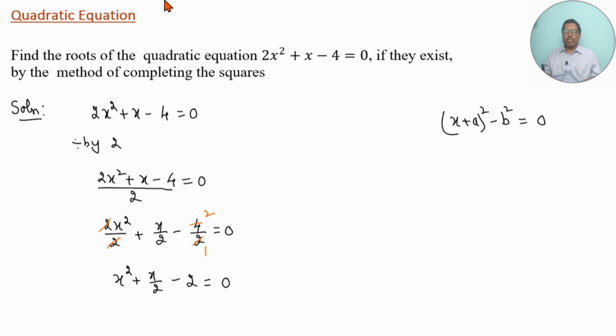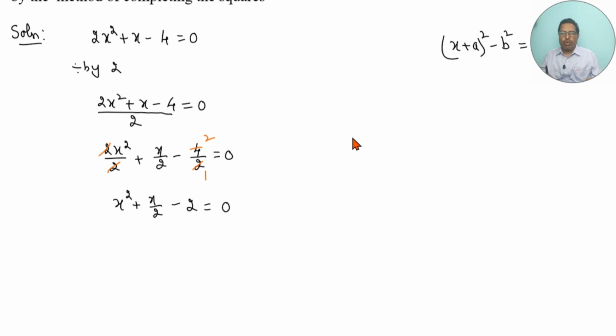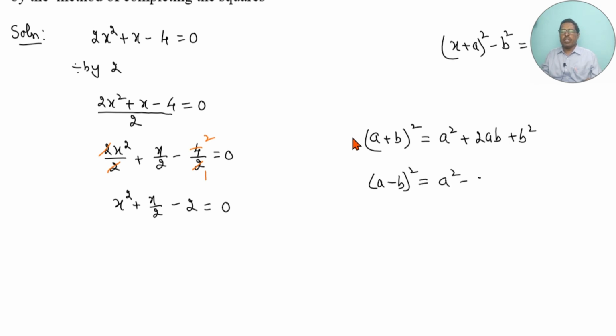Now this quadratic equation has to be expressed in the form of either (a plus b) whole square, which can be written as a square plus 2ab plus b square, or (a minus b) whole square, which is nothing but a square minus 2ab plus b square. We need to check which form it is. Because we have a positive sign over here, I will be using the first formula. So let us see what happens over here.